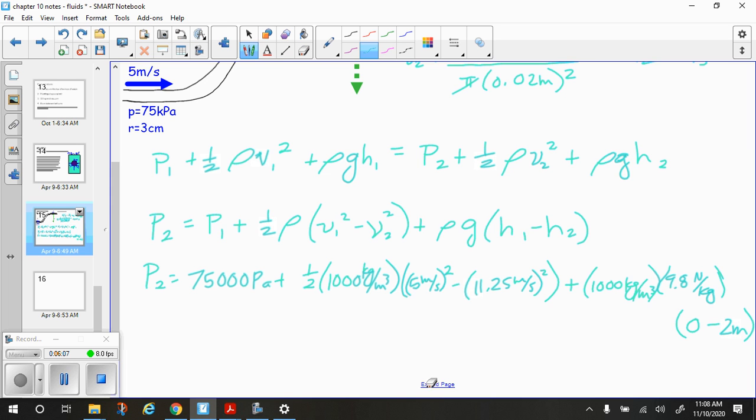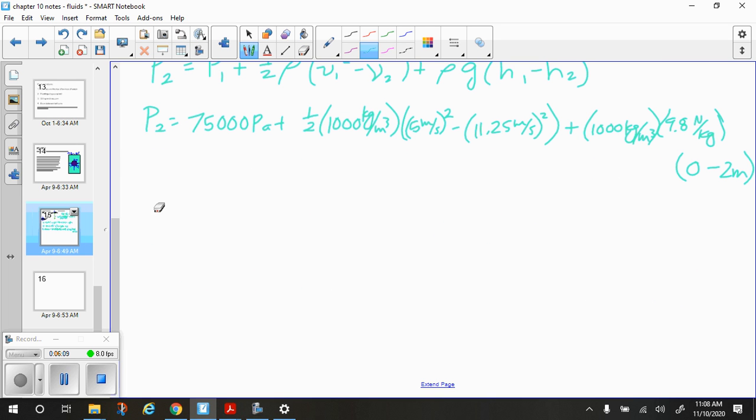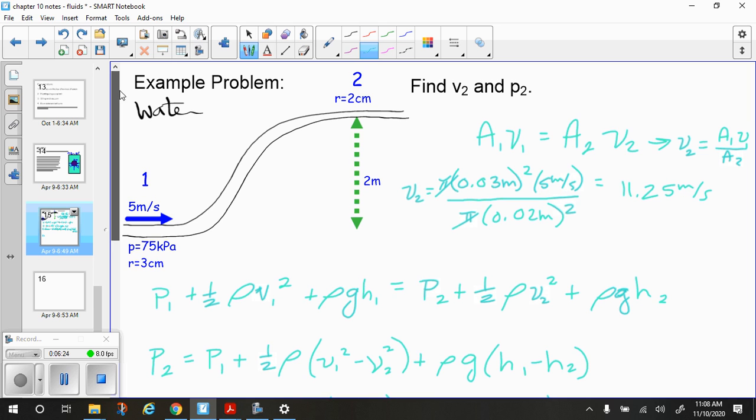Okay, so then we would calculate that out, which I don't have done on my paper for some reason, but you would calculate that out and you would get a number, which I'm not going to take your time to do. So that's an example of how to use Bernoulli's equation.